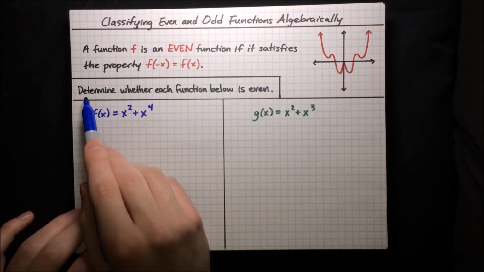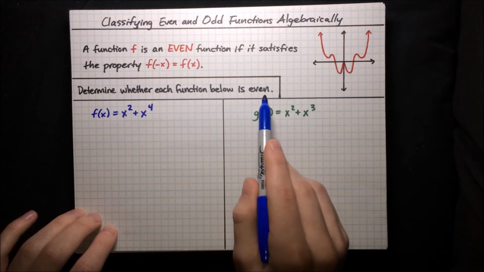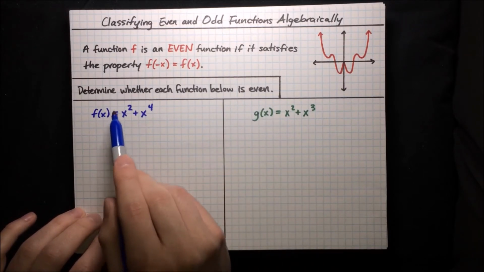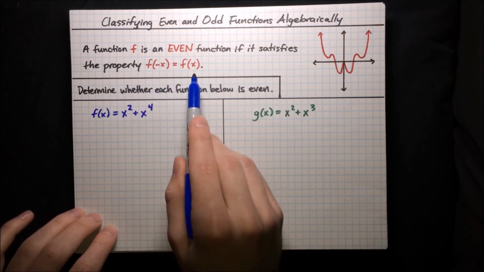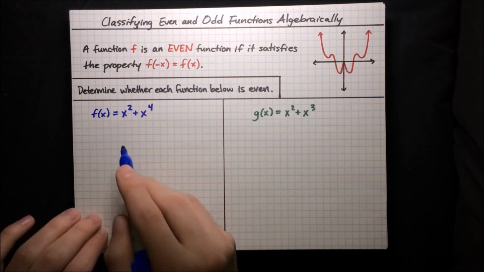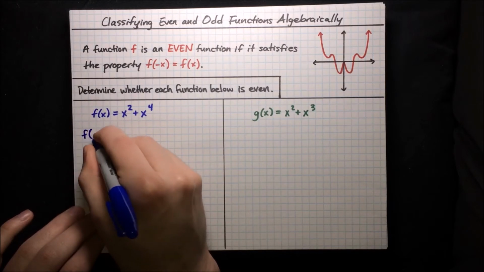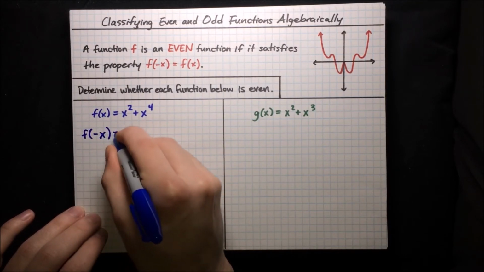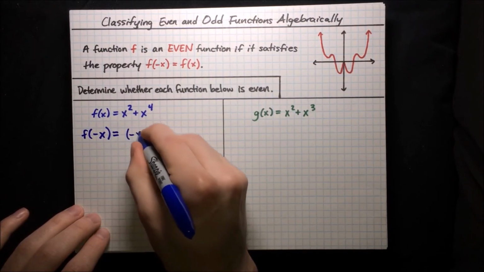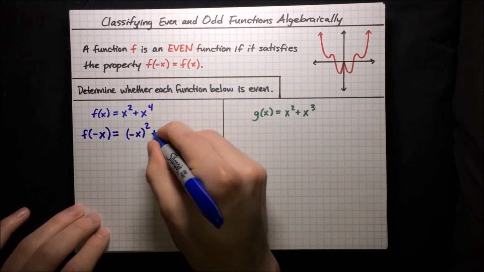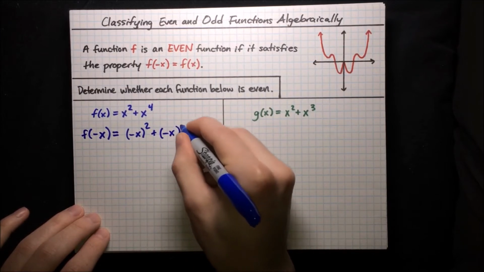Okay, so why don't we go ahead and determine whether each function below is even. So the way we do that is to just check if it verifies this property, f of -x equals f of x. So for the first one, why don't we do that? Let's plug in f of -x, and the result for that, well, we just replace the x's with -x's. So (-x) squared plus (-x) to the fourth.